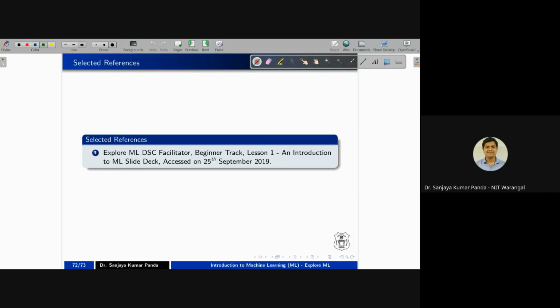This is the slide given by Google to us as DSC facilitators. So I have taken this slide. Some of the slides I have modified, but the rest of the slides are as they are, whatever is available with the Google machine learning group.